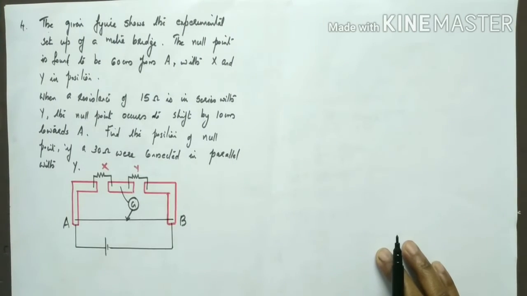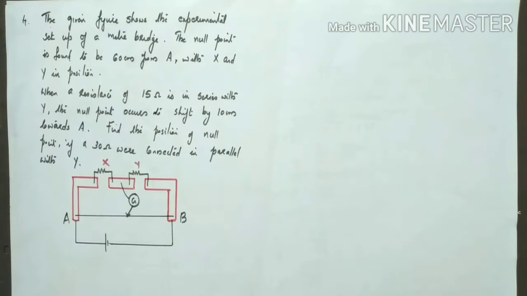The given figure shows the experimental setup of a meter bridge. The null point is found to be 60 centimeter from A with X and Y in position. When a resistance of 15 ohm is in series with Y, the null point occurs to shift by 10 centimeter towards A. Find the position of the null point if a 30 ohm were connected in parallel with Y.